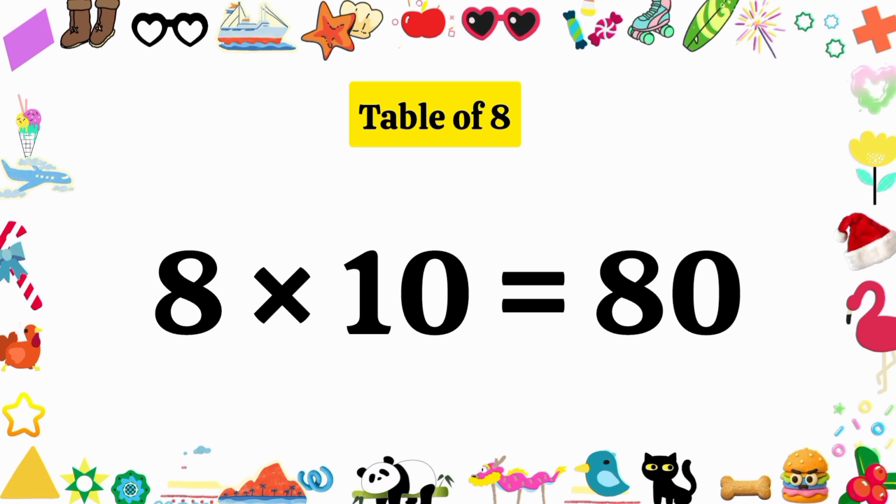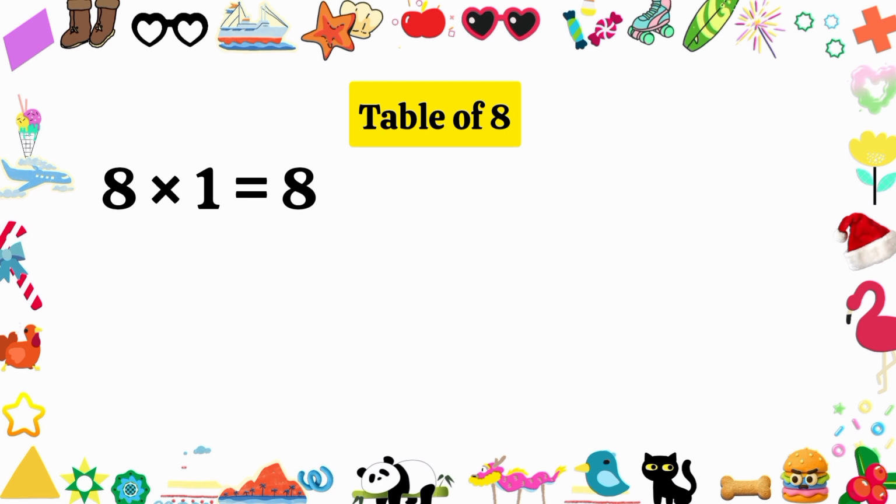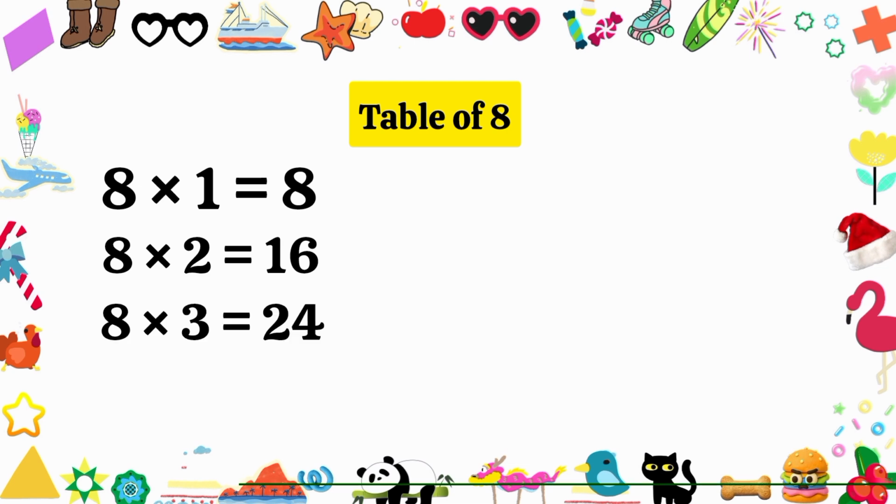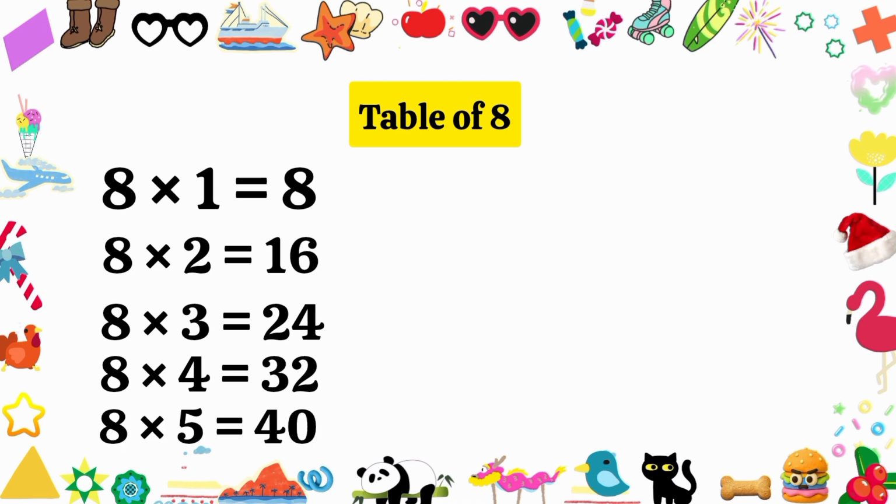8 tens are 80. 8 times 1 equals 8. 8 ones are 8. 8 times 2 equals 16. 8 twos are 16. 8 times 3 equals 24. 8 threes are 24. 8 times 4 equals 32. 8 fours are 32. 8 times 5 equals 40. 8 fives are 40. 8 times 6 equals 48.